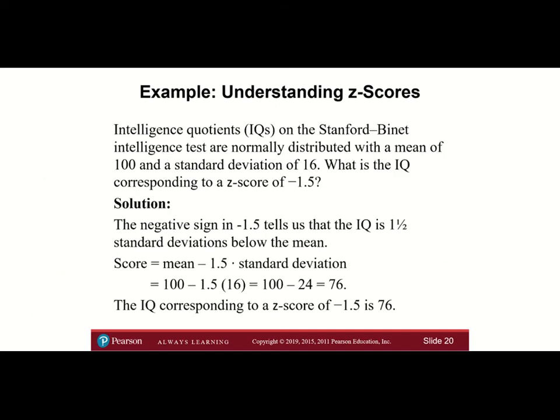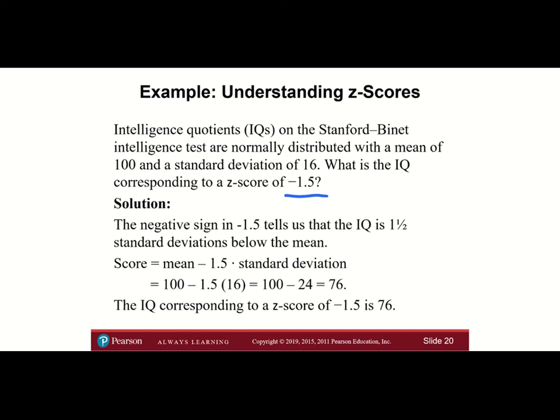Right, so sometimes they're going to give you the z-score and ask you to find the data value. Here we're looking at an IQ test, and it has a normal mean of 100 and a standard deviation of 16. They want to know the IQ corresponding to the z-score of negative 1.5. Now remember, if you have a negative z-score, that means it's going to be below that mean. So our score is going to be below 100.